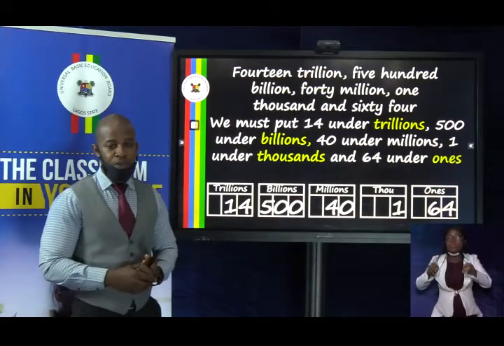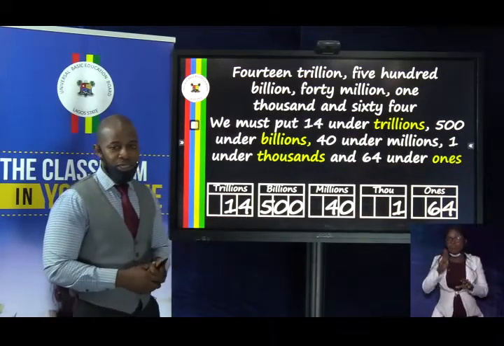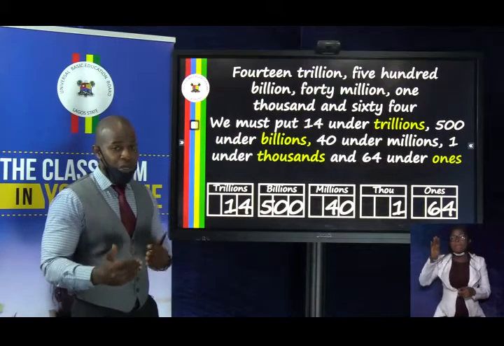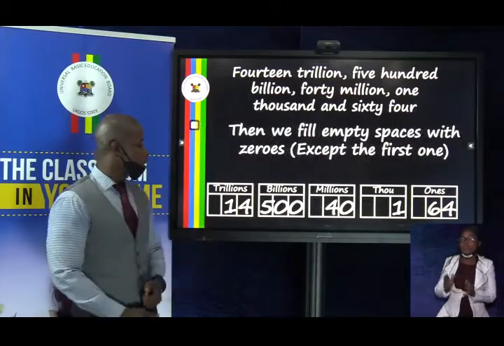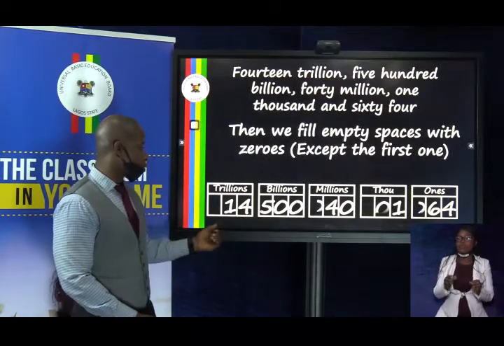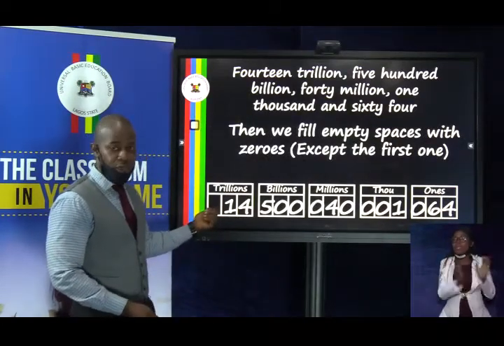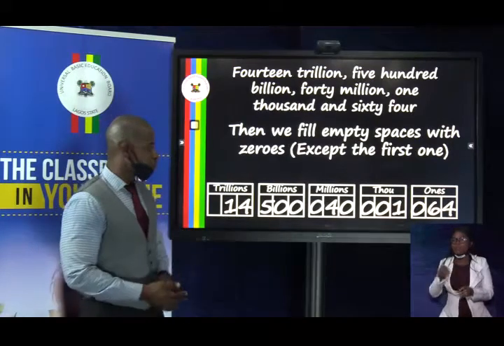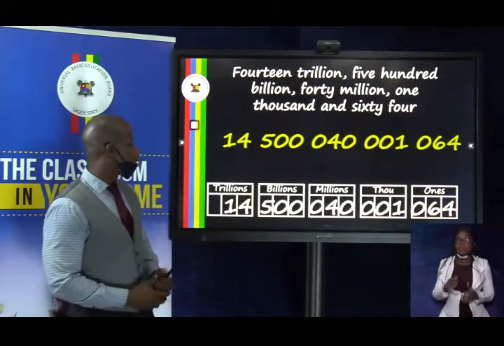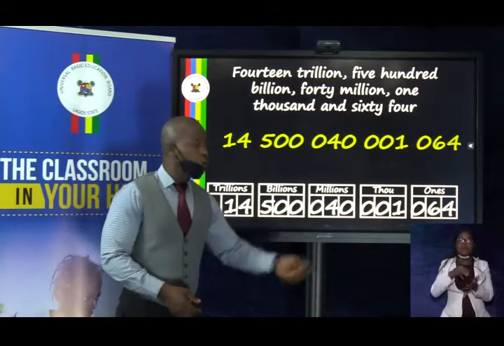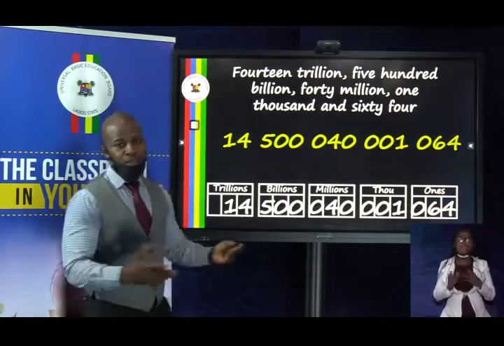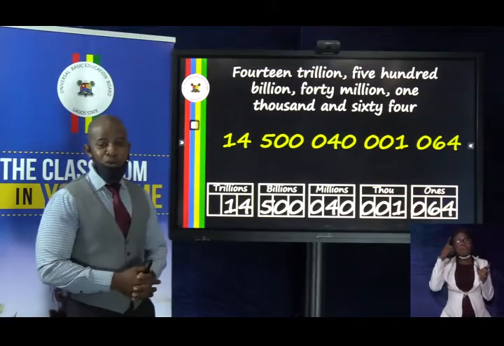This is the same method that we applied during the last lesson. Nothing is strange here, except that we are just extending from billion to trillion. So fill all the spaces with 0 except the first one. You don't need to fill the first space here with 0, but the others you have to fill with 0, and you have this number. This is 14 trillion, 500 billion, 40 million, 1064. Easy peasy for you, my friend.